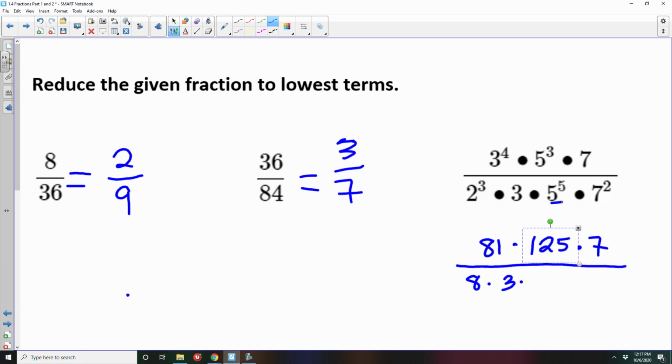Ooh, 5 something? 525? I don't know. Maybe bigger than that, but something in thousands. 3,125. Thank you very much. So much for my guessing.